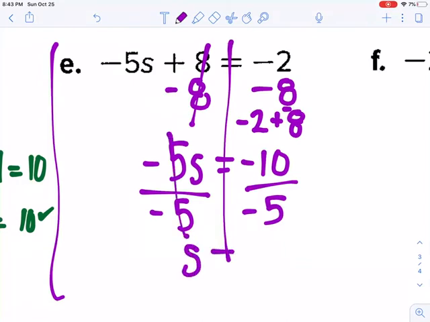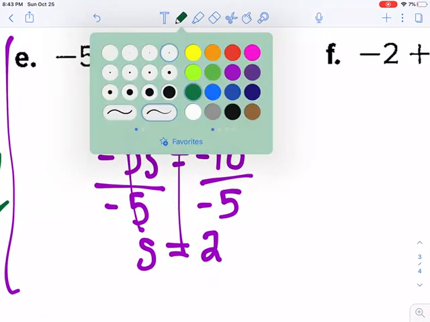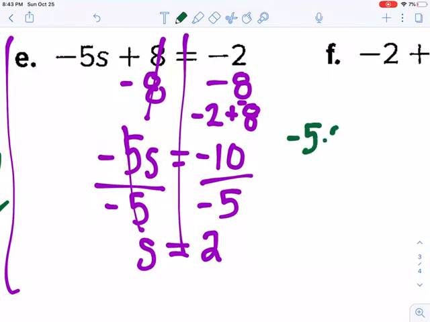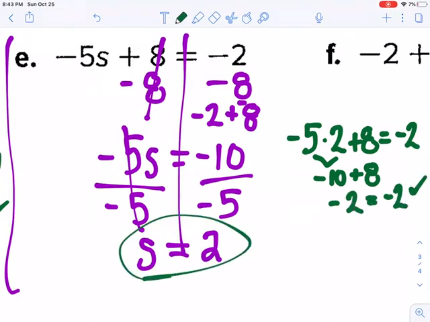Cancels out to 1. 1s is s. Negative 10 divided by negative 5 is 2. And then we're going to plug in and see if that works out. So negative 5 times 2 plus 8, does that give us negative 2? Well, negative 5 times 2 is negative 10. Negative 10 plus 8 does give us negative 2. So negative 2 on both sides. That means s equals 2 is a good answer. So again, here are your steps. Inverse, inverse, solution, plug in, balance.